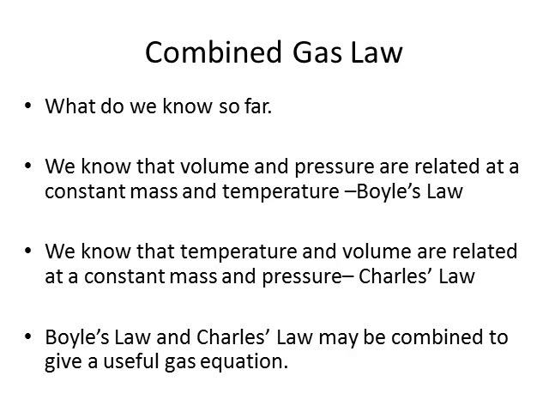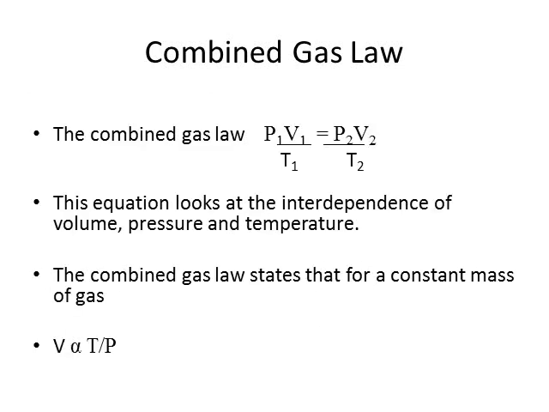We know that temperature and volume are related when the mass and the pressure are constant, and this was Charles' law, which was V1 over T1 is equal to V2 over T2. So Boyle's law and Charles' law may be combined to give us a useful gas equation. This gas equation is called the combined gas law, and it's written P1V1 over T1 is equal to P2V2 over T2.